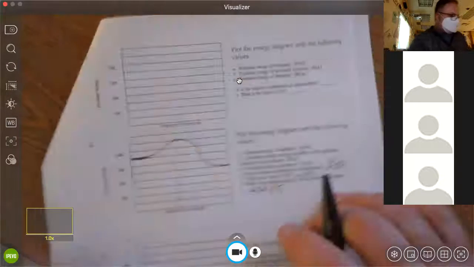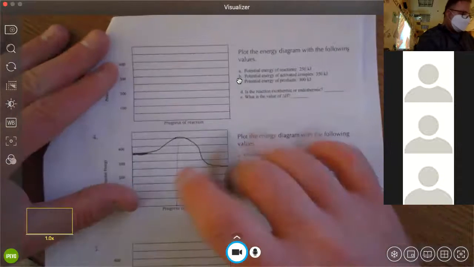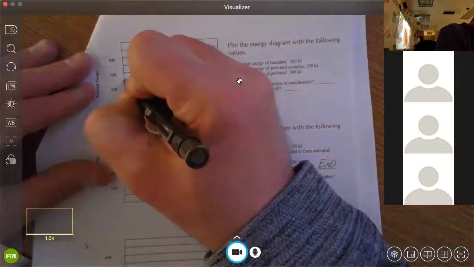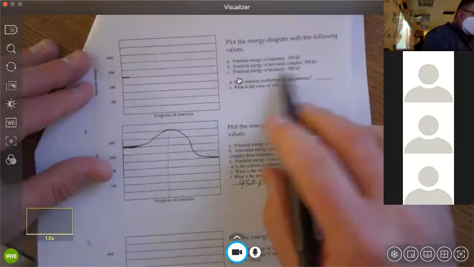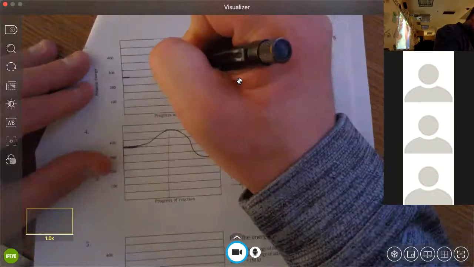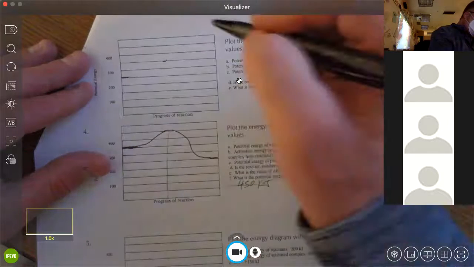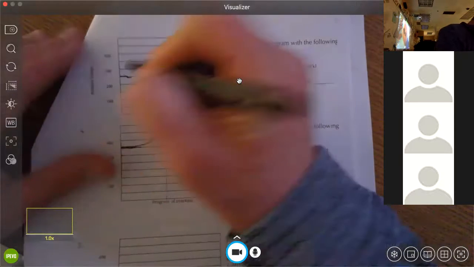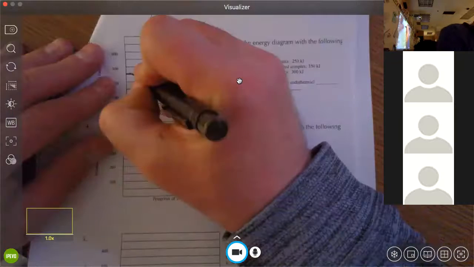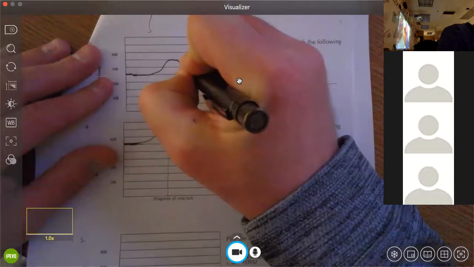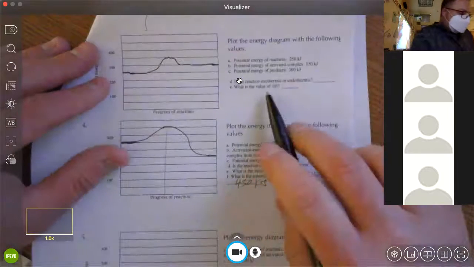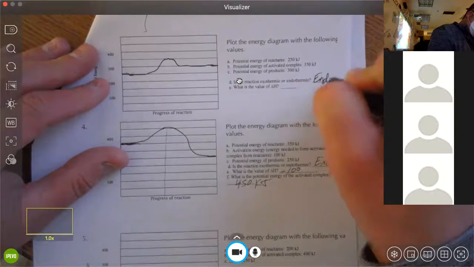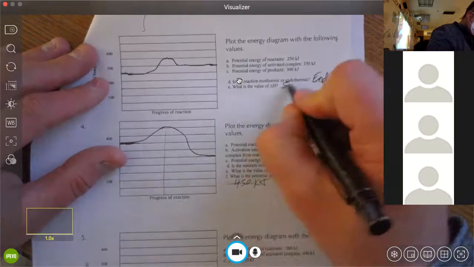Same delta H. Now it's our turn to draw these. So if we take a look, plot the energy diagram. Potential energy of the reactants, 250. Potential energy of the activated complex, 350. Potential energy of the products, 300. Endo or exo, we gained energy. That's endo. What is the delta H value? 50 kilojoules.